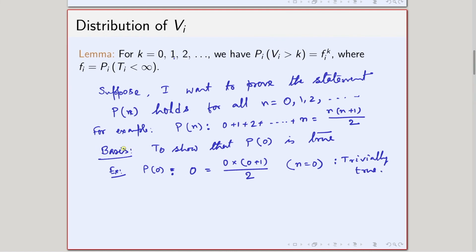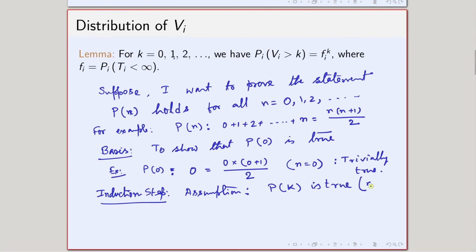So, the first basis part is that I have to show that for n equals 0, the statement is true. That is the first point, whatever the first point is. If 0 is not there and n starts from 1, then I have to show that this statement is true for n equals 1. So the basis is that at the initial point, the statement is true. Then we go for the induction step, in which we assume that P_k is true.